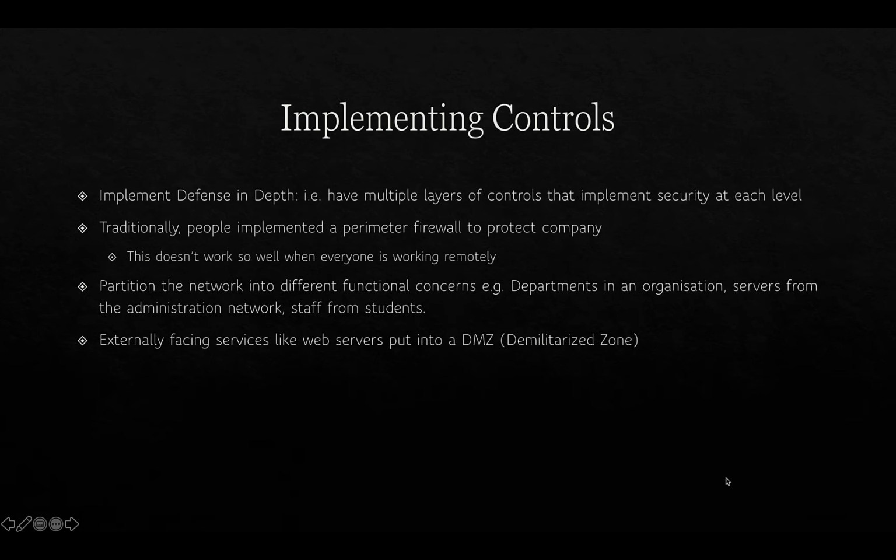So traditionally, people implemented a perimeter firewall to protect a company, and this includes network firewalls that prevent certain types of traffic from getting into the network. This hasn't worked so well when everybody is working remotely. And so actually what we've seen, and we're not going to go into in a great deal of detail, is that organizations are adopting what is called zero trust, where essentially the perimeter firewall is no longer seen as sufficient to keep people out of the internal environment.